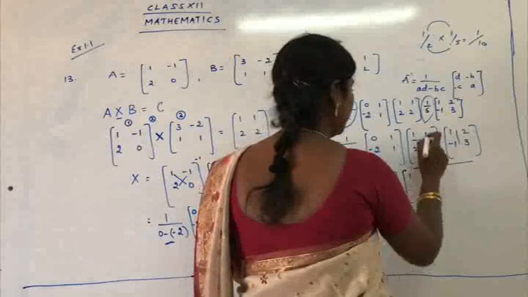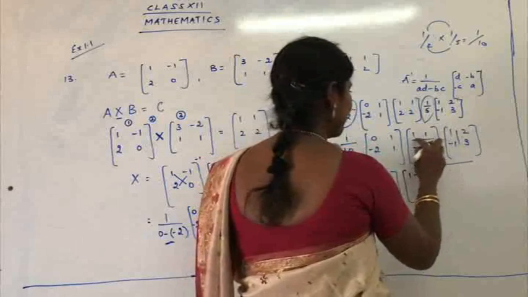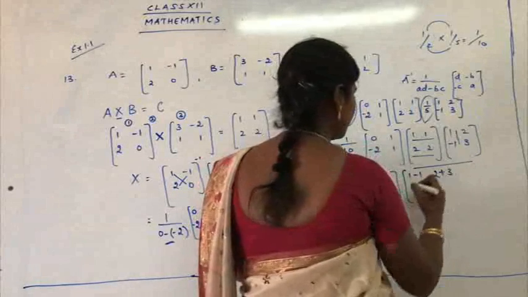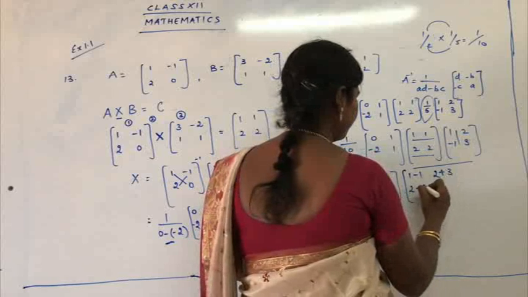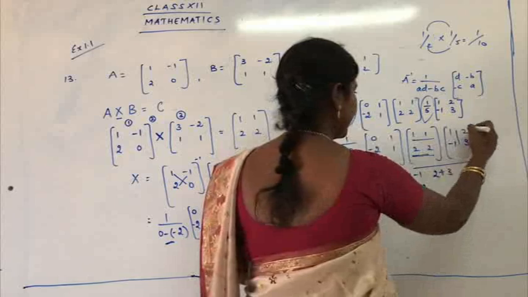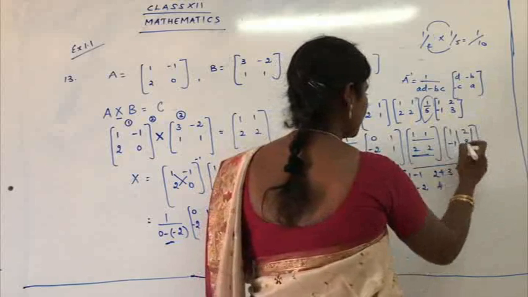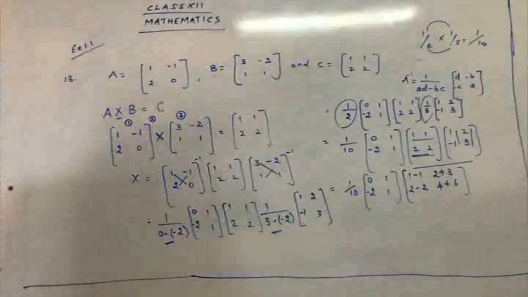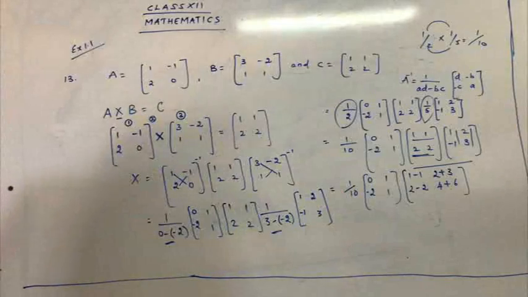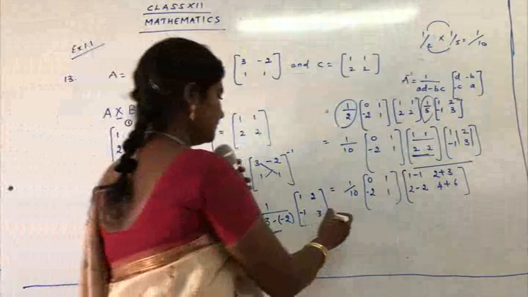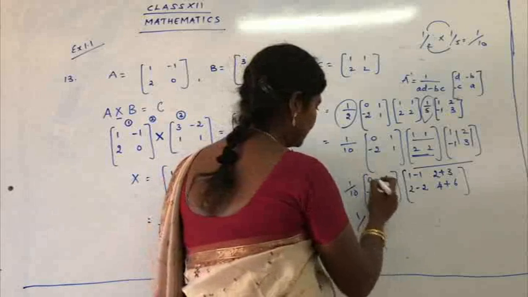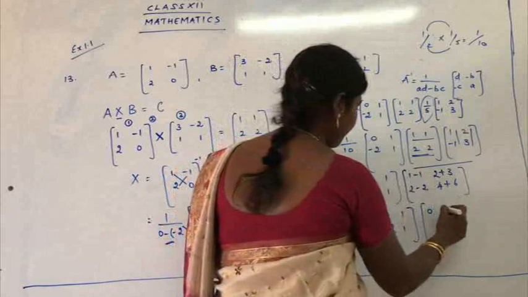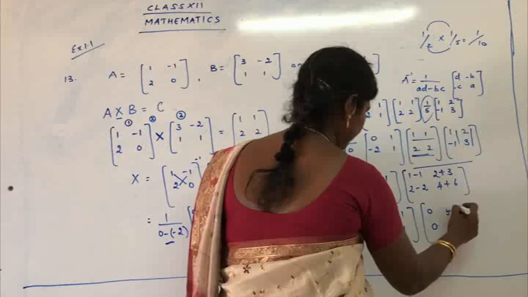So 1 into 1, minus 1, 1 into 2, 1 into 3, 2 into 1, 2, 2 minus 1, minus 2. Second row, second column: 2 2s are 4, 2 3s are 6. So you get 1 minus 1, 2 plus 3, 2 minus 2, 4 plus 6. Simplify it further. 1 by 10, keep this as it is, that is 0, 1, minus 2, 1. This is 0, 5, 0, 10.